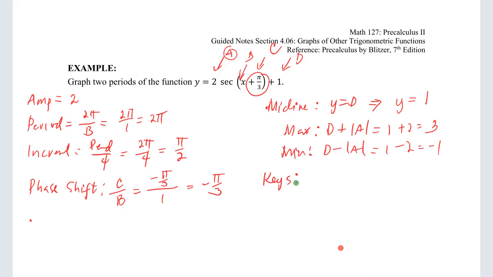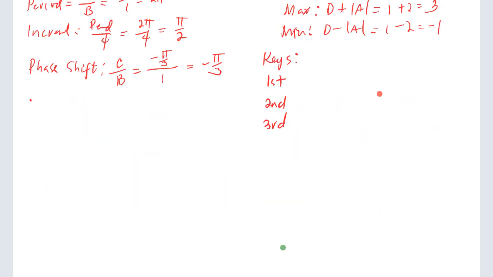All right, now we'll move on with the key points. So the keys here, we will start with the first point, second, third, and then the fourth point, and then the fifth point. Okay, so the first point, we will definitely be having at 0. Okay, but since we do have a phase shift, our first x coordinate here would be negative pi over 3. Okay, which is this key point, phase shift right here.